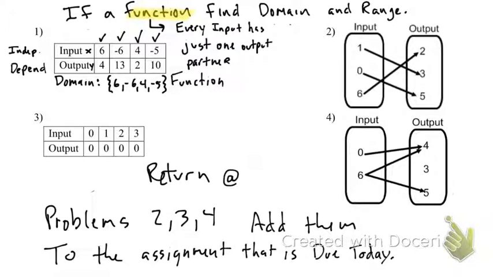And that is our domain. Our range is exactly the same thing, but for our output values, our Y values. So our range in this particular function is going to be 4, 13, 2, and 10. So we have just shown that this is a function because every input has one output partner. And now we have listed the domain for the function, which is our X values. And then we listed the range for the function, which is our Y values.